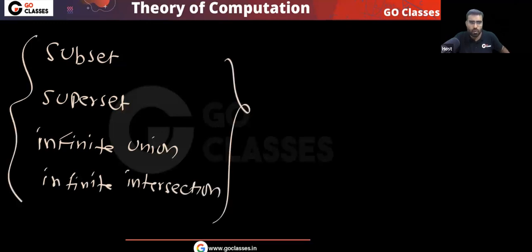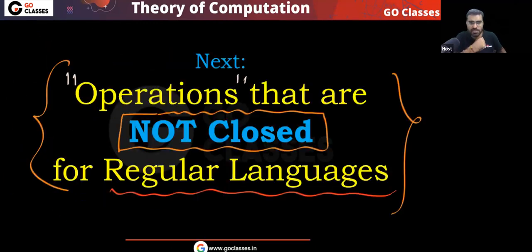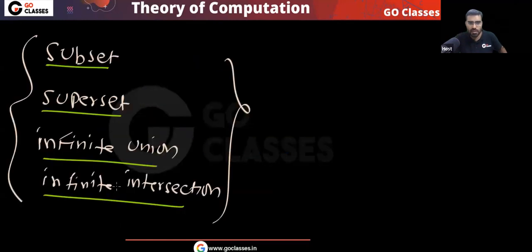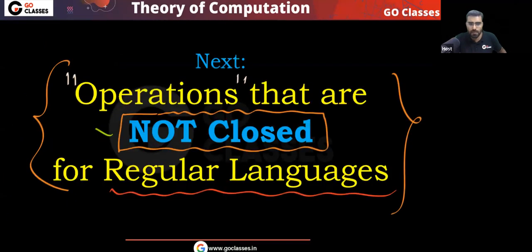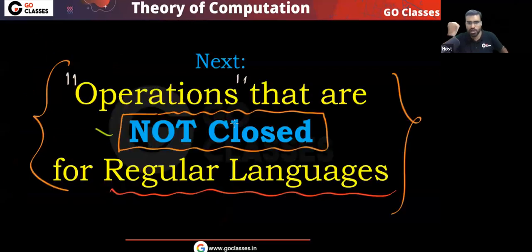Don't worry, I will explain everything in a recorded video. You will get it today. Complete explanation I will give you, that regular languages are not closed under subset, superset, infinite union, and infinite intersection.